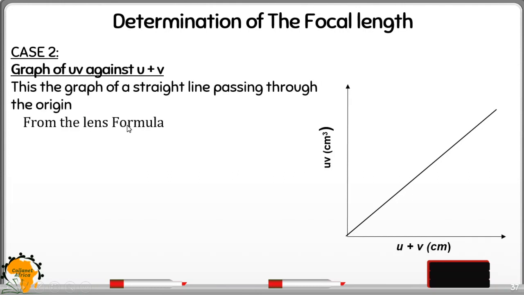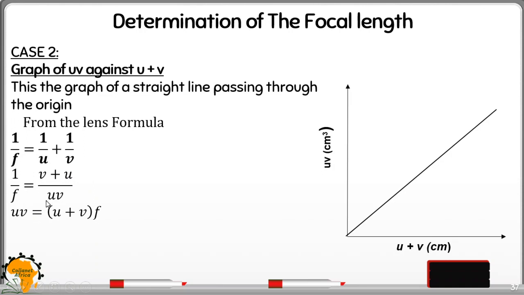Then we look at the second case, where we have a graph of uv against u plus v. So again, we rearrange our mirror formula, and we start by getting the LCM. The LCM of u and v is uv. So uv divided by u, you get v, plus u. And then we rearrange. So we cross multiply. You have uv is equal to u plus v multiplied by f.